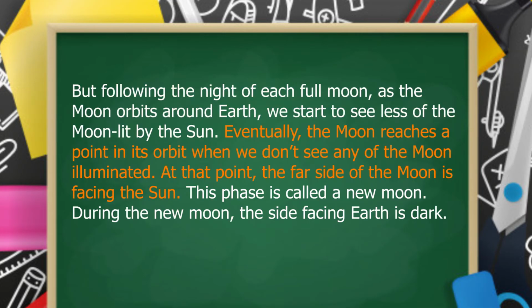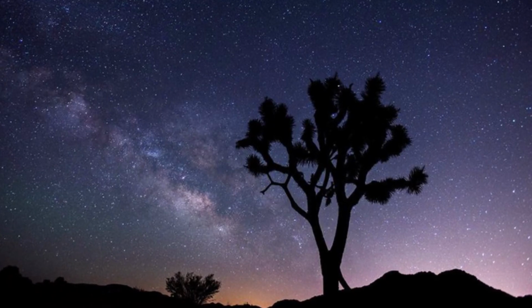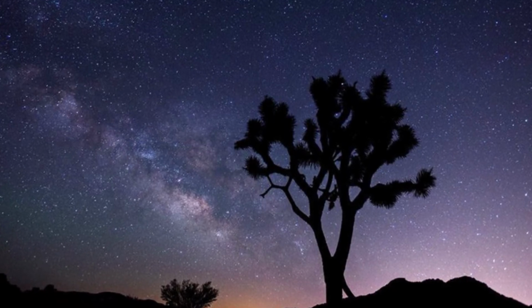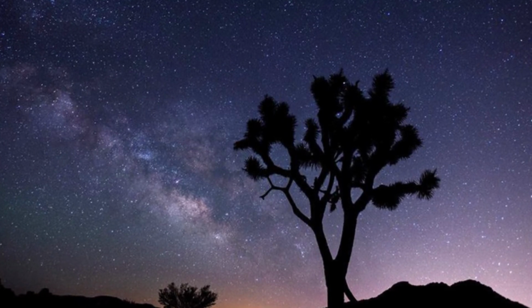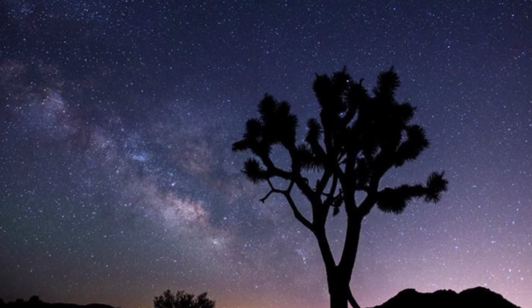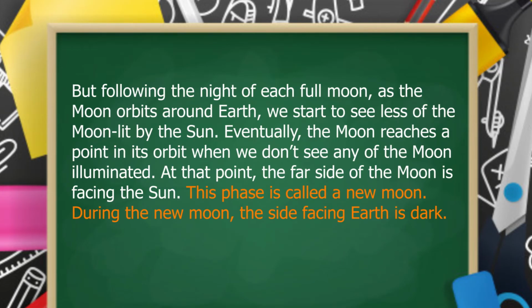Eventually, the moon reaches a point in its orbit when we don't see any of the moon illuminated. At that point, the far side of the moon is facing the sun. This phase is called a new moon. During the new moon, the side facing the earth is dark.